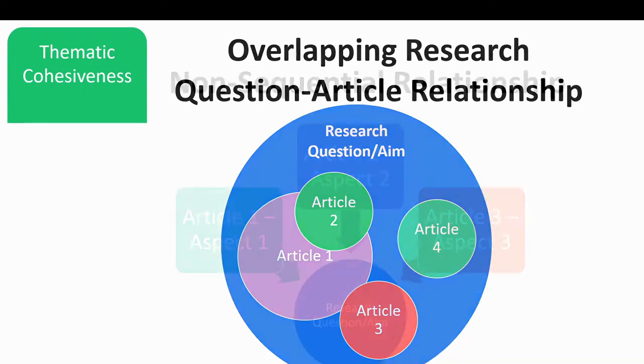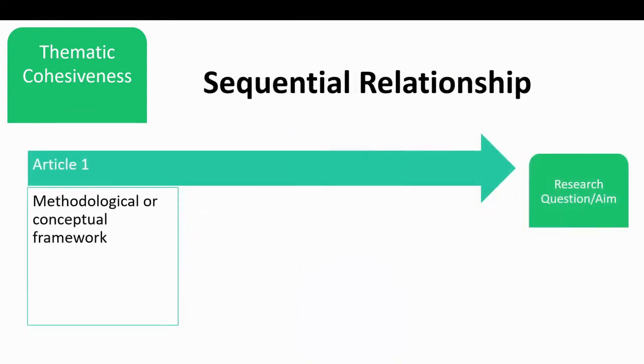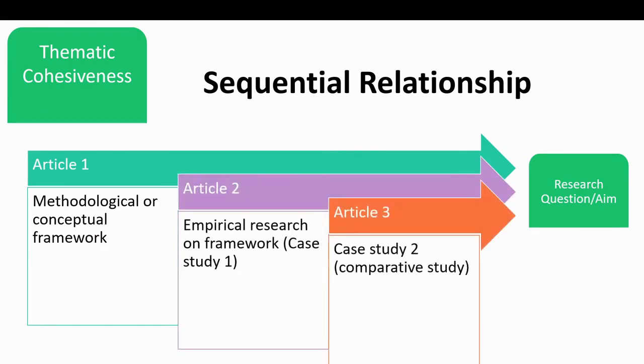It's also possible that your research was non-sequential and that your articles are trying to answer the same question but maybe through different approaches, using different methods, different theories, or researching different aspects of your research question. And of course, there's also sequential cohesion, showing how each article builds towards a larger contribution while building upon the work that you had previously done in each previous manuscript.